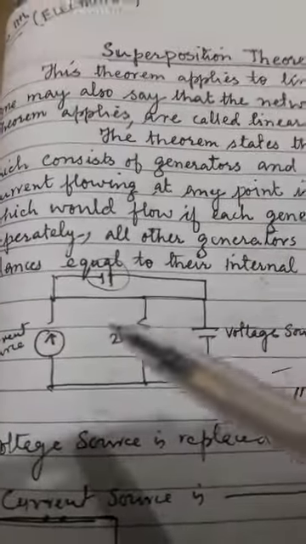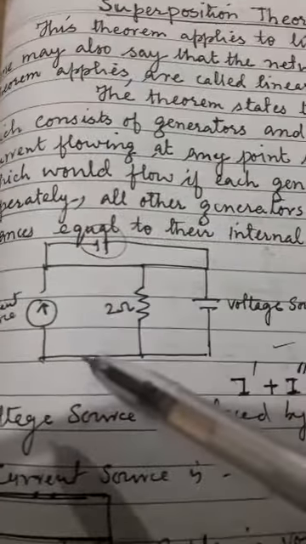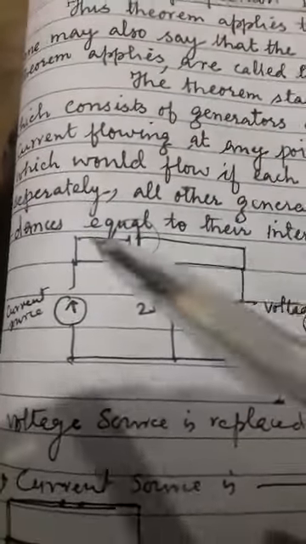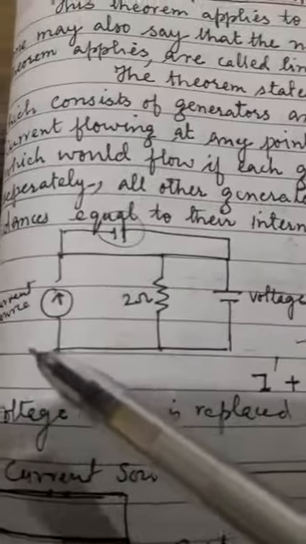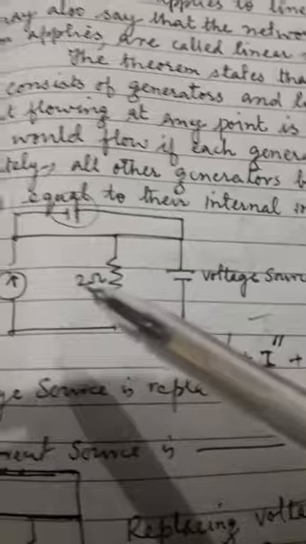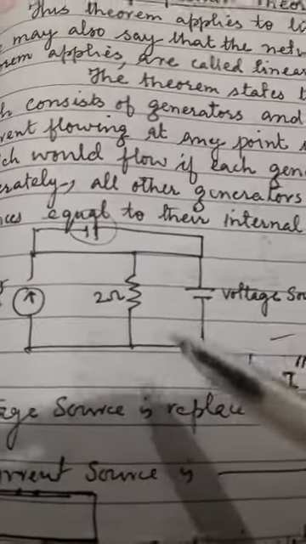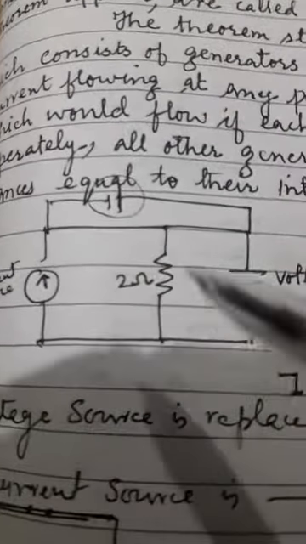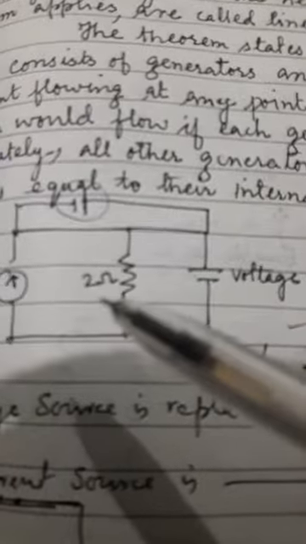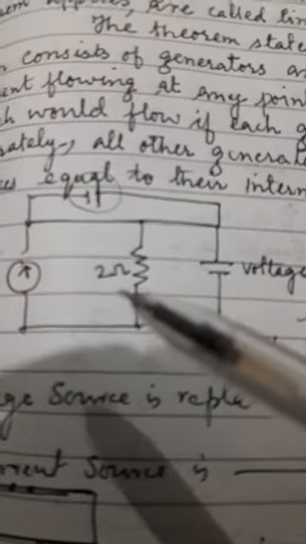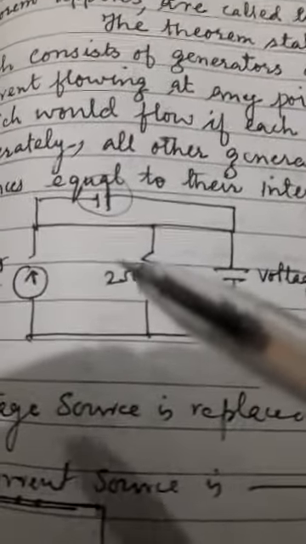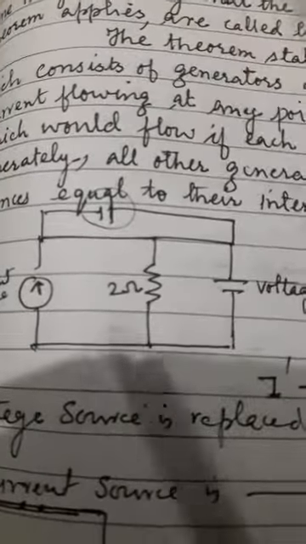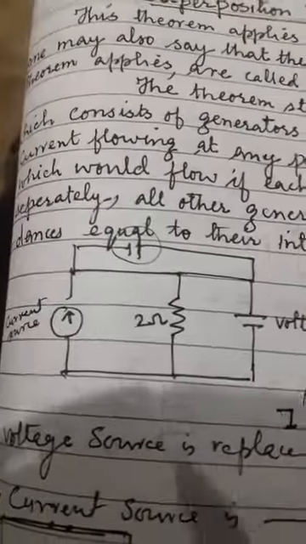It is being stated that if we have a circuit like this, this is your current source and this is your voltage source, and this is a 2 ohm resistor in between them. If you have to calculate the current flowing through this resistor, you have to apply the superposition theorem. That's what the superposition theorem tells us.